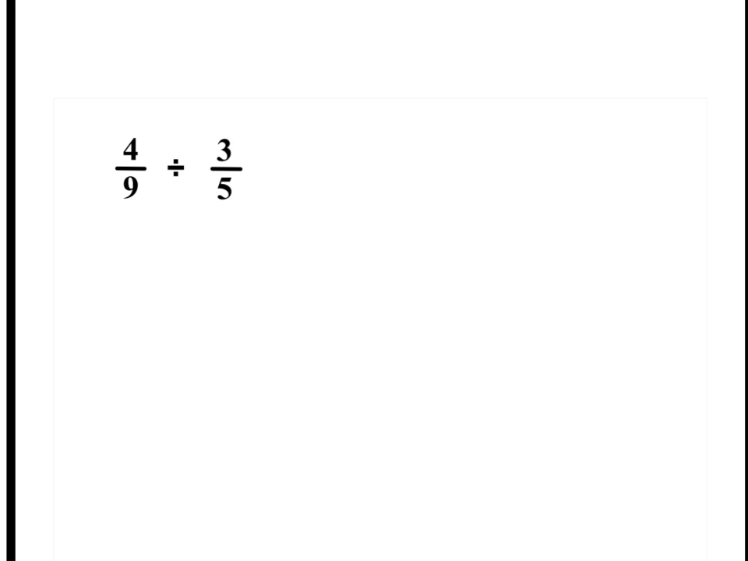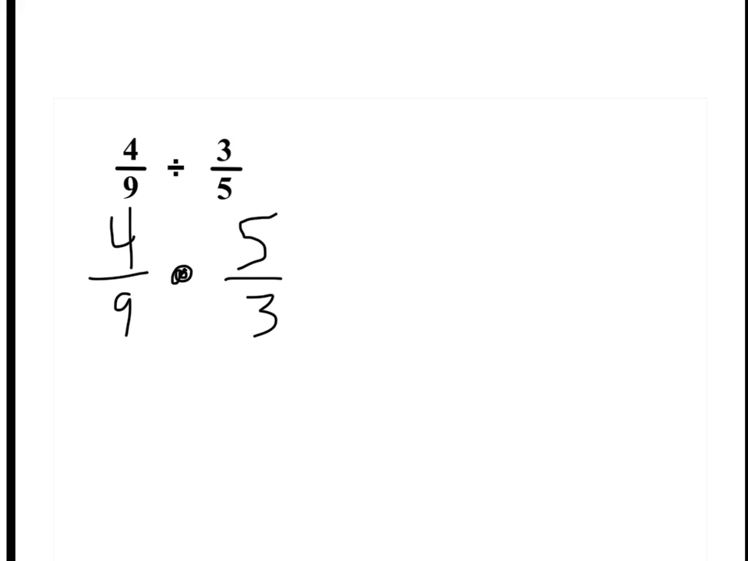So 4/9 stays the same. The first number does not change. What we change is the second number. We multiply by that second number. So we have 3/5. What's the reciprocal of 3/5? 5/3. So we multiply by 5/3. Instead of dividing by 3/5, we multiply by 5/3. It will still give you the equivalent answer.